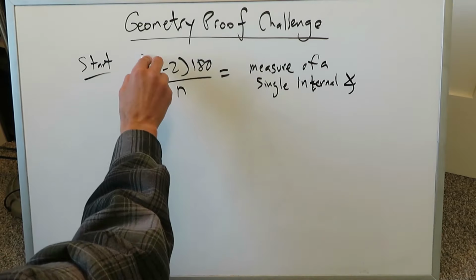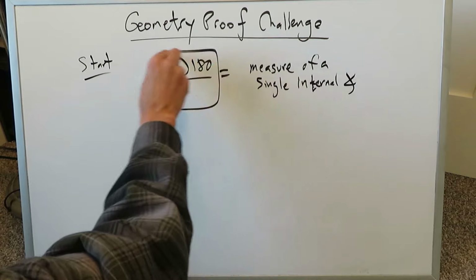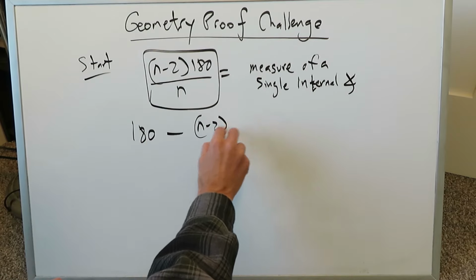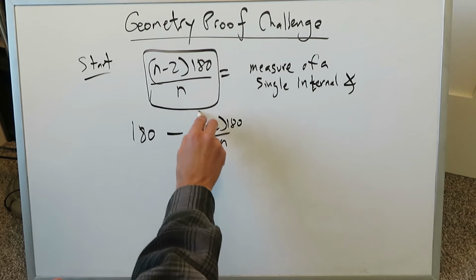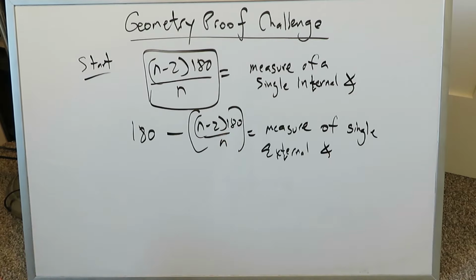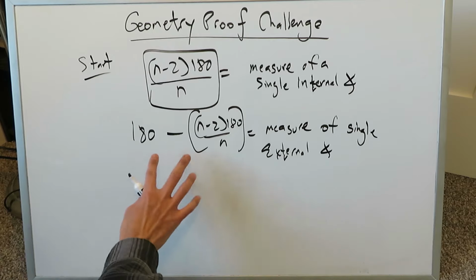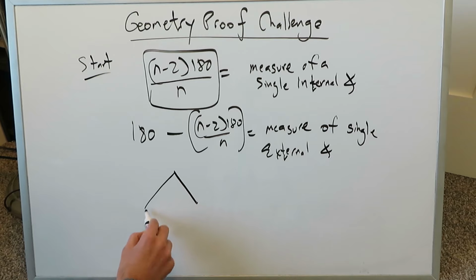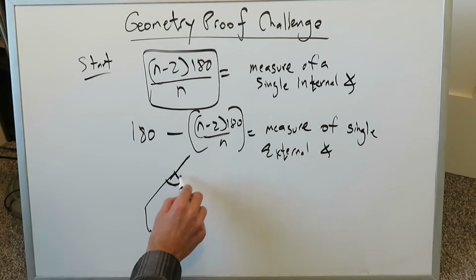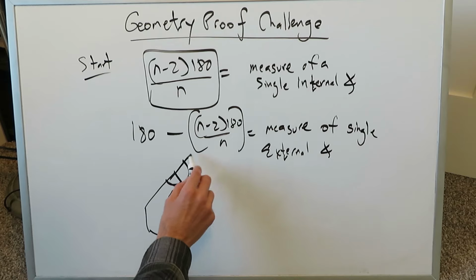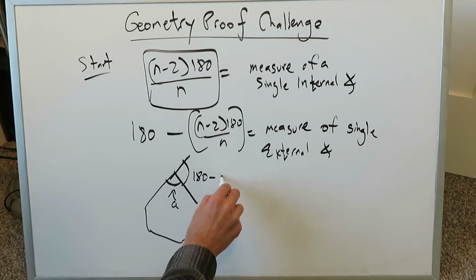If you take this specific measure right over here, all of this, and you subtract it from 180 degrees, let's do that. N minus 2 times 180 over n, all of this. Now what are you measuring? You're measuring now the measure of a single external angle. That's what you're measuring now. Hypothetically, if we have a shape like this, here's my internal angle. If I measure this and let it be a, and I subtract it from 180, then the external angle is 180 minus a.